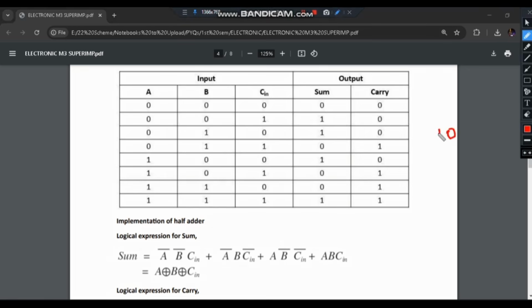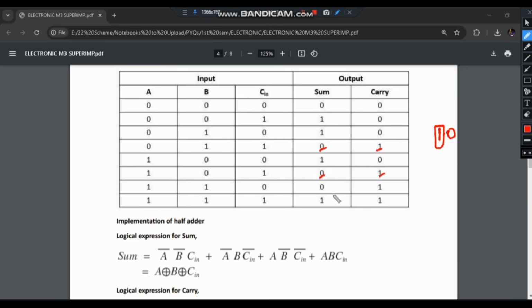Okay, 1 0. What is 1 0? 1 0 is 2, right? 1 plus 1 is 2, so 1 0 is 2. In 1 0, we will be taking this one as the carry. This one will be carried and the sum will be taken as 0 only. Okay, 1 plus 0 plus 0, again 1 and 0. 1 plus 0 plus 1, again 0 and 1, the carry will be 1 and the sum will be 0.